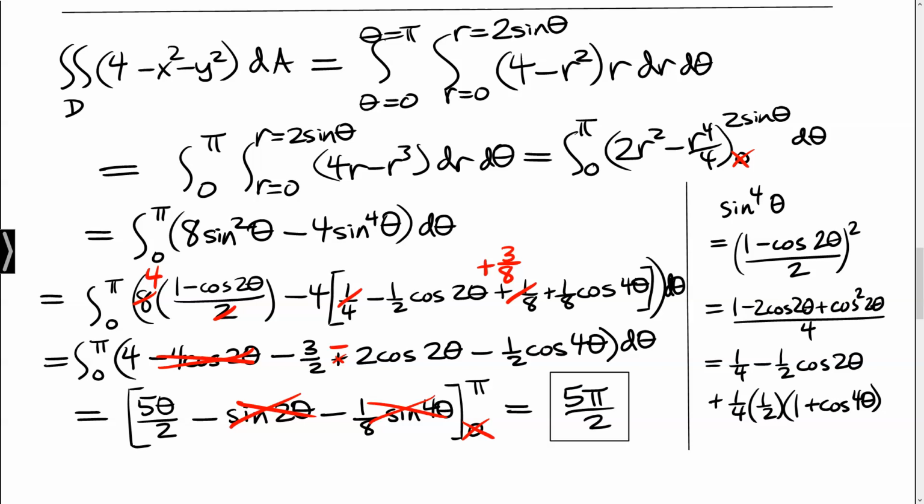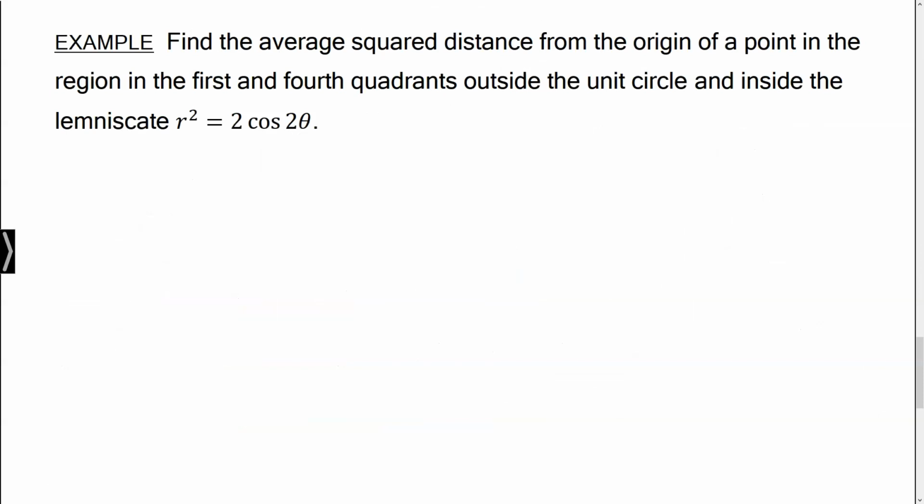Okay, so I think that's a good illustration of using polar coordinates to evaluate something that's given in rectangular coordinates, that it's easier in polar coordinates. The next one we're going to use polar coordinates because the region itself is going to be given in polar coordinates. So this problem says find the average squared distance from the origin of a point in the region, and the region is the region in the first and fourth quadrants outside the unit circle and inside the lemniscate r squared equals 2 cosine 2 theta.